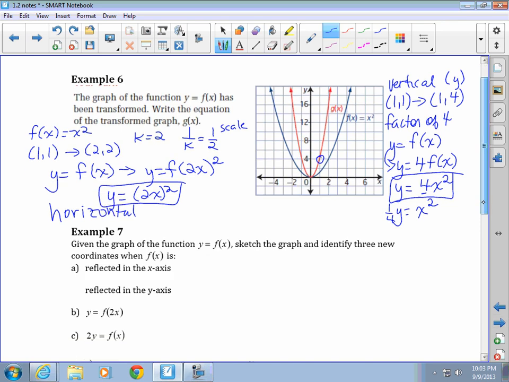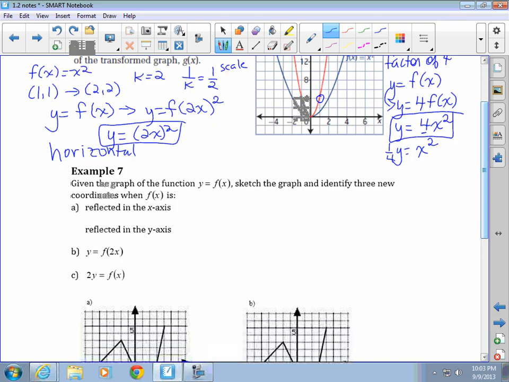Okay, example 7. It says, given the graph of the function y equals f(x), sketch the graph and identify 3 new coordinates when f(x) is reflected in the x-axis. Back to that little table on the second or third page, if it's reflected in the x-axis, then we have to check, the y value is the coordinate that's affected. So we're going from (x, y) to (x, negative y).